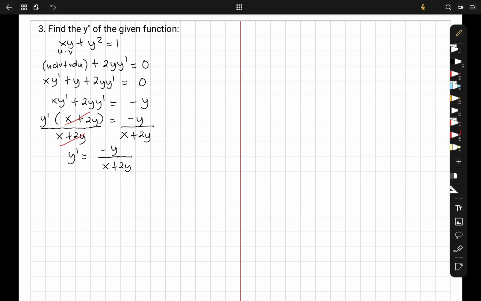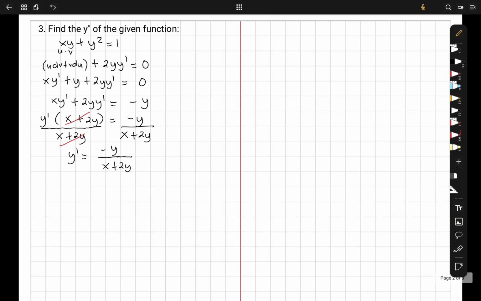So, kung papansinin nyo, yung nakuha nating equation is a fraction. Ano yung formula natin for the derivative ng isang fraction? That is yung quotient rule. Yung quotient rule natin is low d-high minus high d-low all over low squared.